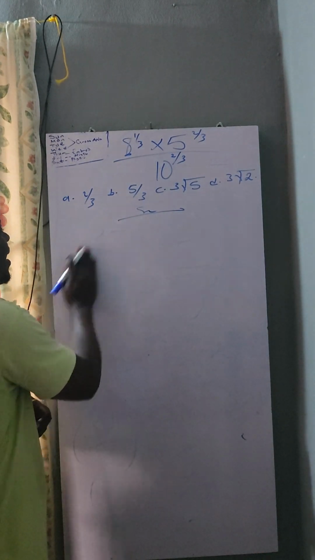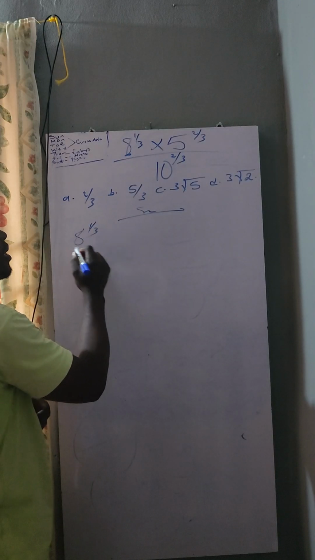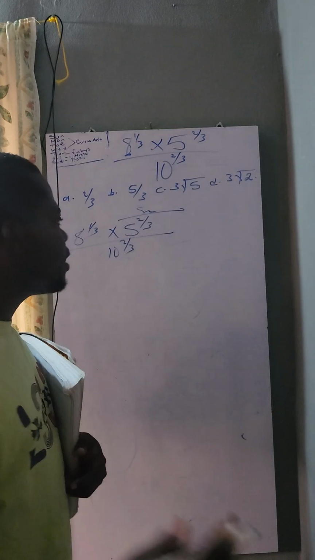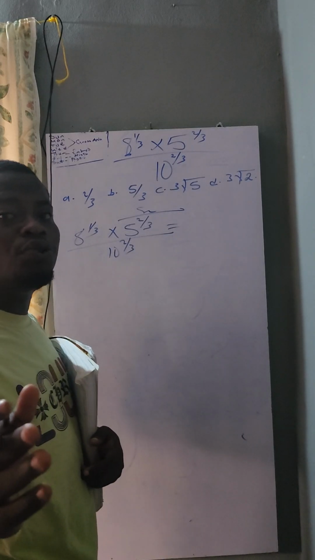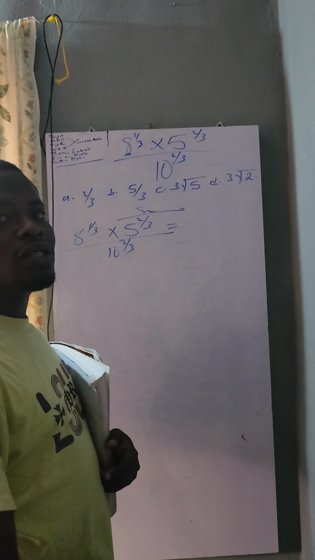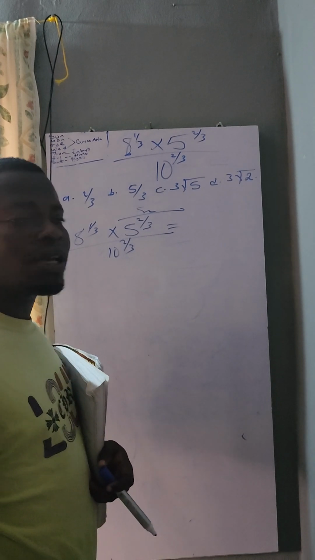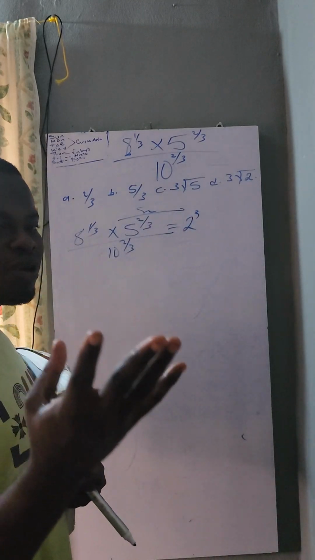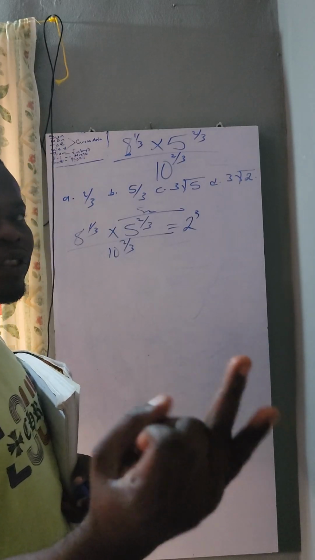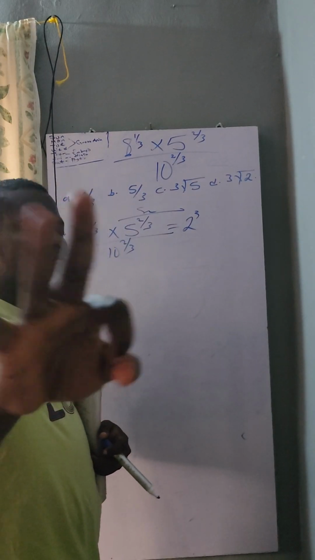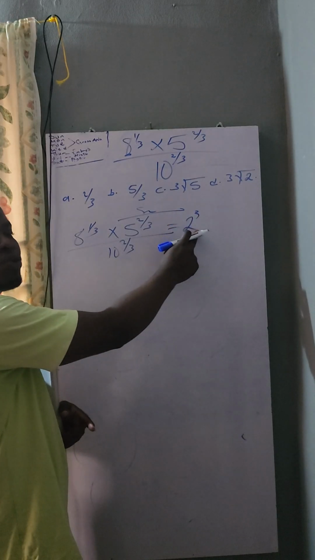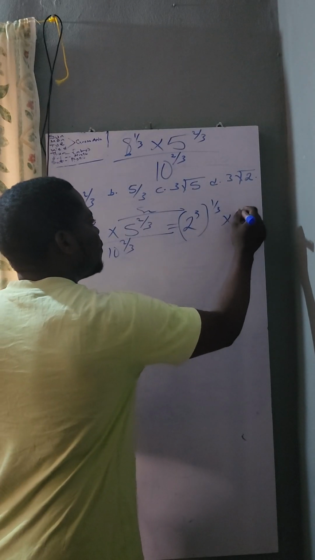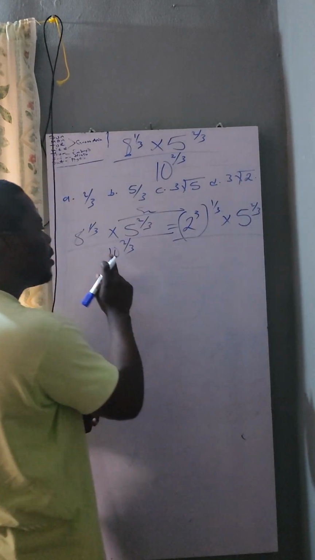Now here, 8 raised to power 1 over 3 times 5 raised to power 2 over 3, over 10 raised to power 2 over 3, can be broken down. I can say my 8 here, 8 is the cube root of something. Am I communicating? So this can be 2 raised to power 3. If I multiply 2 times 2 times 2: 2 times 2 is 4, 4 times 2 is 8. So 8 is 2 raised to power 3. Then into brackets, raised to power 1 over 3, times 5 raised to power 2 over 3, over 10.